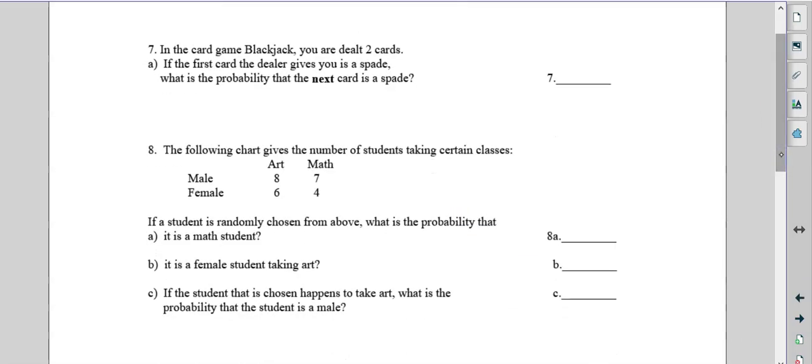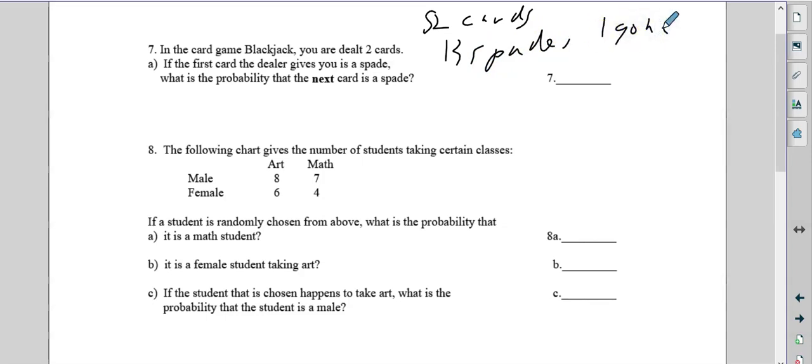Right. In the card game blackjack, you're dealt 2 cards. The first card the dealer gives you is a spade. What's the probability that the next card is a spade? Now, technically, if you're playing somewhere where there's a dealer, there's more than 1 deck. They have like multiple decks in the thing. But we're just talking about if you just had 1 deck. Okay, so a few reminders. We have 52 cards. There are 13 spades in a deck. 1 is gone already. Okay, so you've gotten a spade.